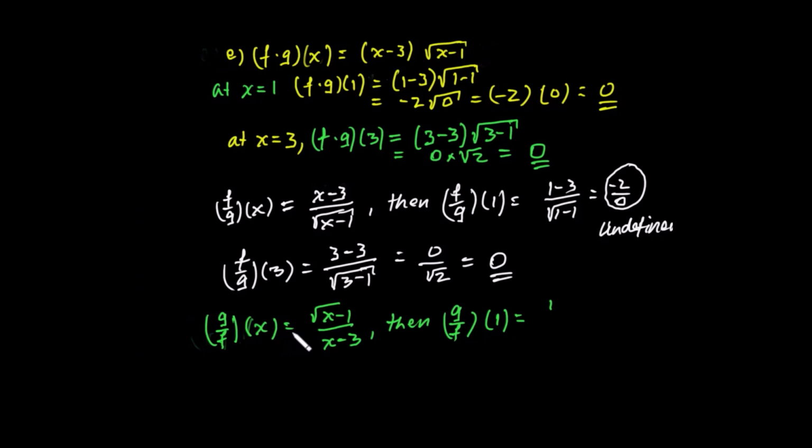ቀጣዩን ሶስተኛውን እንሂድ። next g over f of x square root of x minus 1 over x minus 3 ነው። ስለዚህ g over f of 1 square root of 1 minus 1 square root of 1 minus 1 ይመጣል over 1 minus 3 ይመጣል and this becomes square root of 0 over negative 2 ይመጣል። ይሄ ቫልዩ ምንድነው?